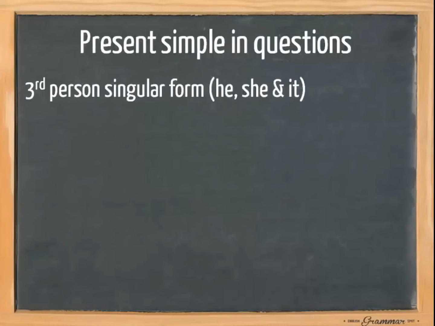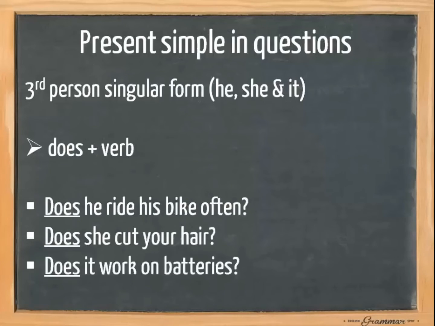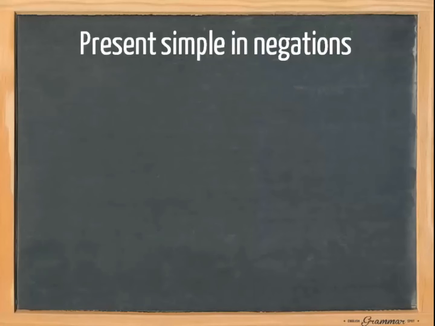For the third person singular form, we also use the auxiliary verb to do, but we conjugate it to does and the infinitive form of the verb. Does he ride his bike often? Does she cut your hair? Does it work on batteries? Now let's take a look at present simple in negations.